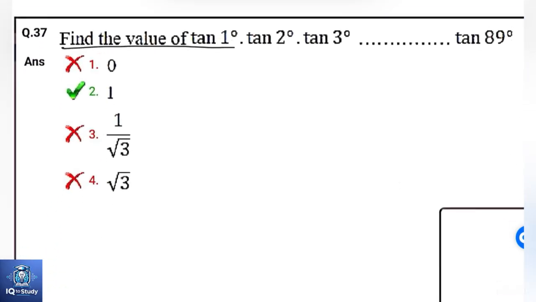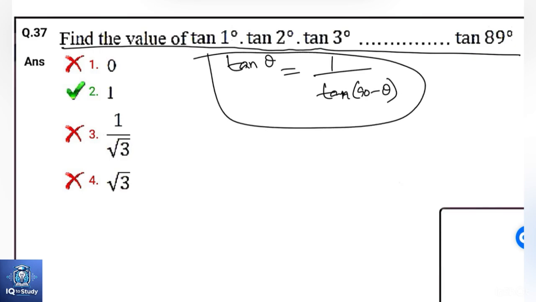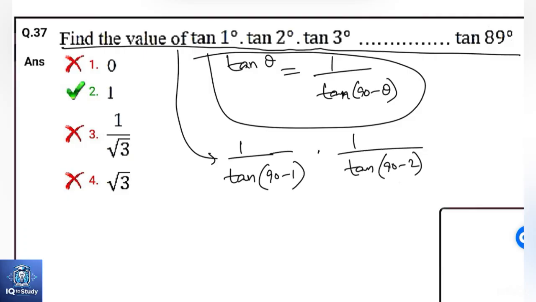Find the value of tan 1 degree into tan 2 degrees into tan 3 degrees and so on up to tan 89 degrees. We know that tan theta is equal to 1 by tan of 90 minus theta. From this we can write tan 1 degree as 1 by tan of 90 minus 1 degree, into 1 by tan of 90 minus 2 degrees, and so on, up to tan 89 degrees.